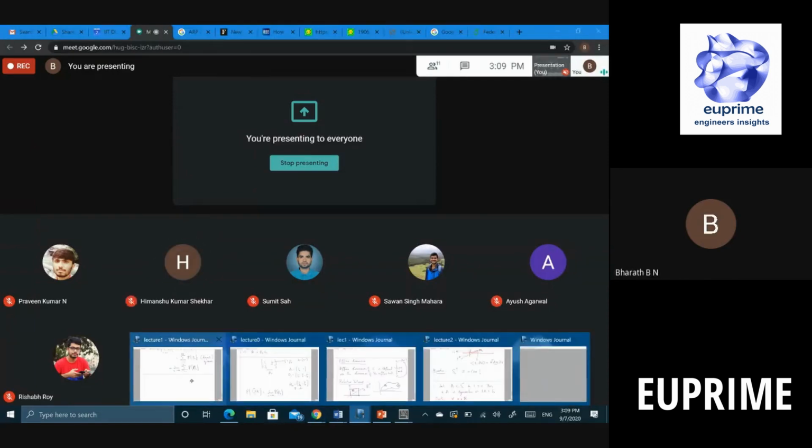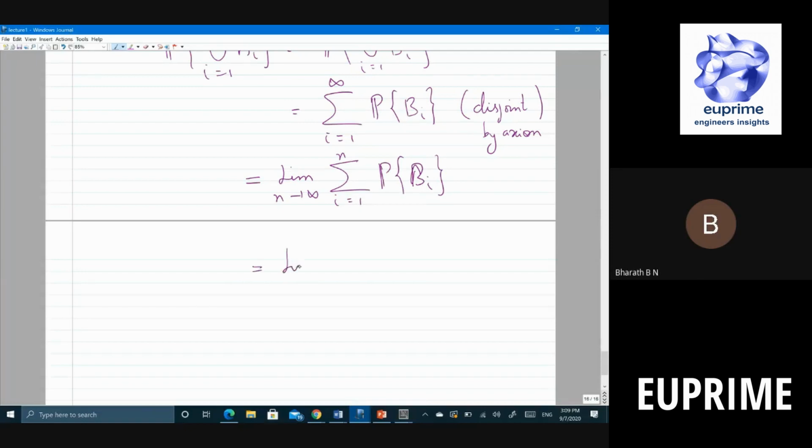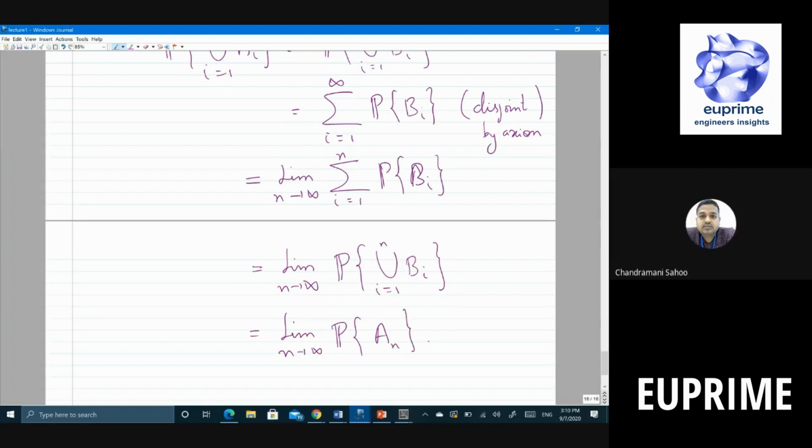Okay, let's move forward. But this is nothing but limit n tending to infinity. What is summation of probabilities of events which are disjoint? This is nothing but the probability of the union. Do you agree? What is the union of B_i? It's nothing but An. This completes the proof, right? So QED. Is this fine? Okay.